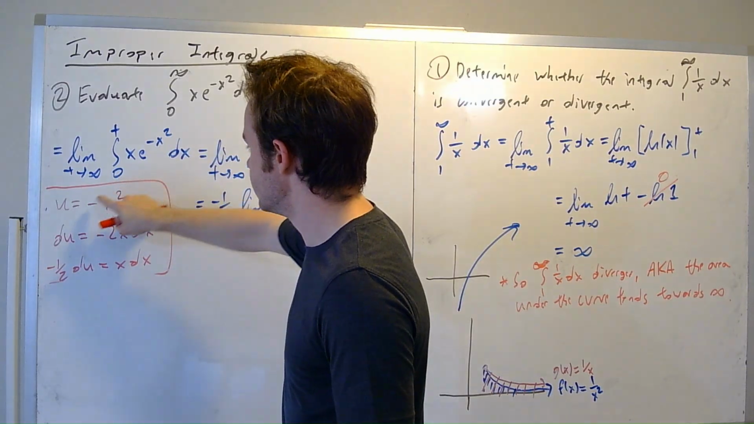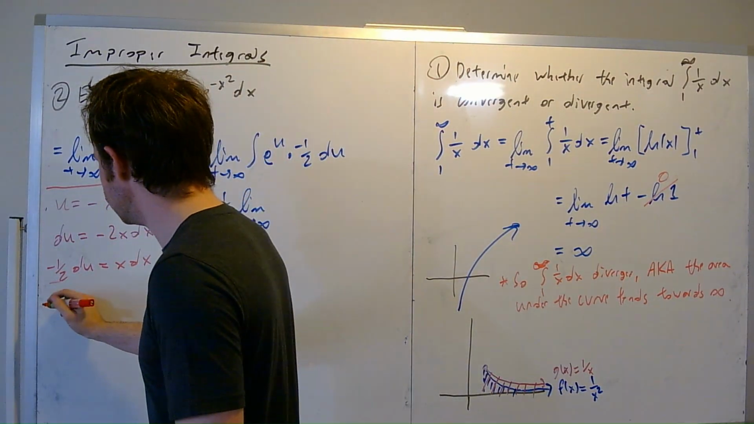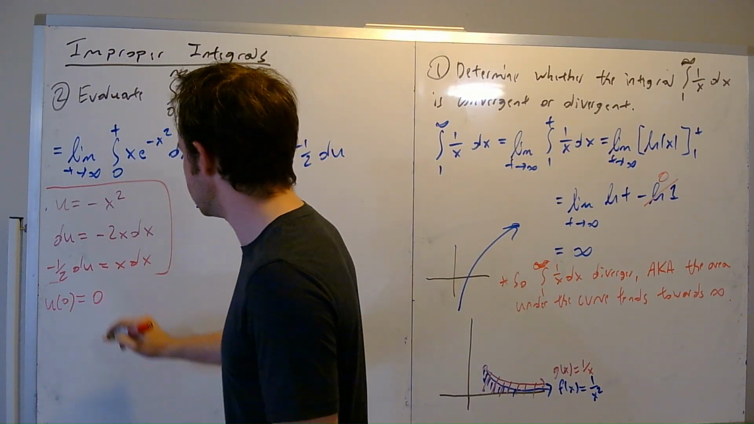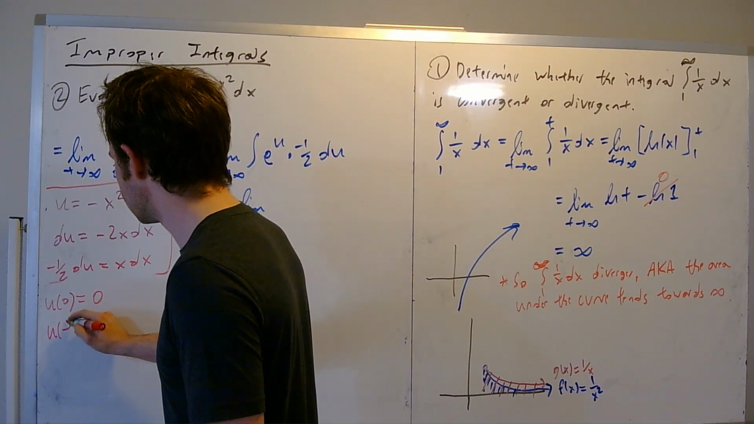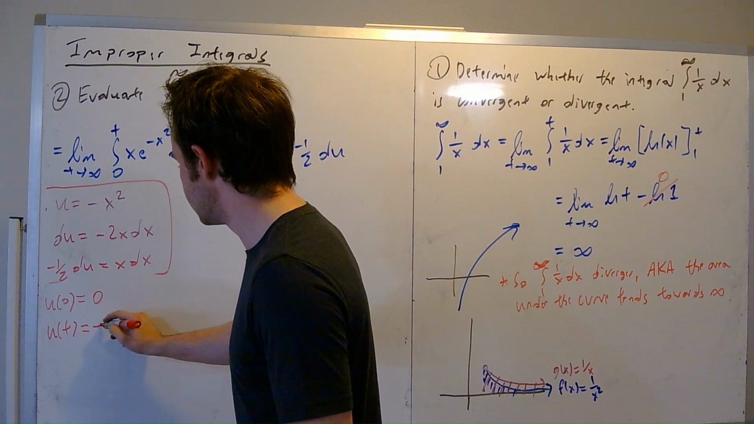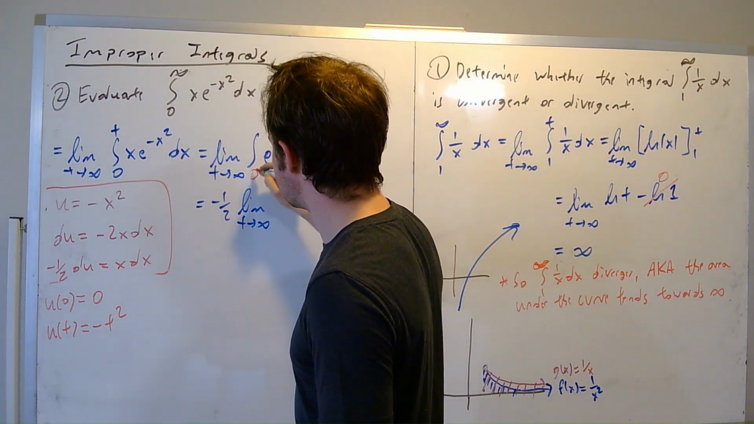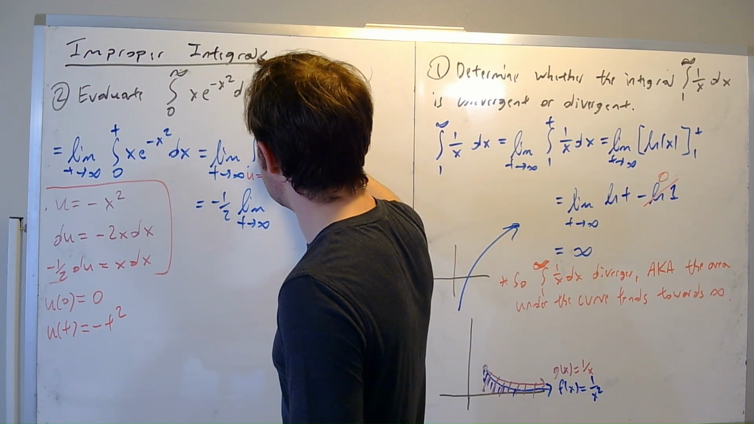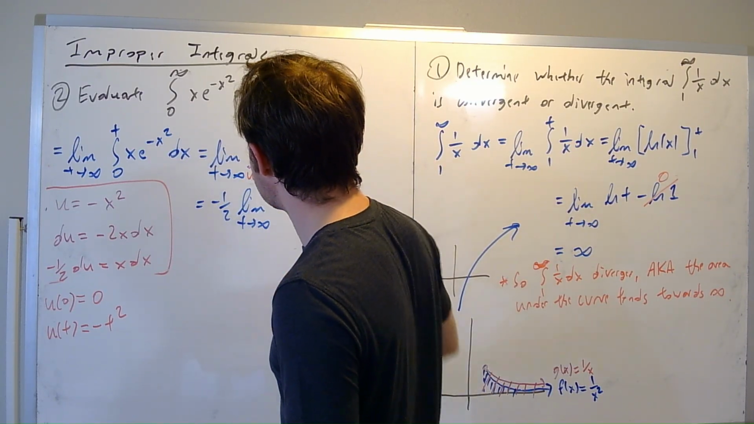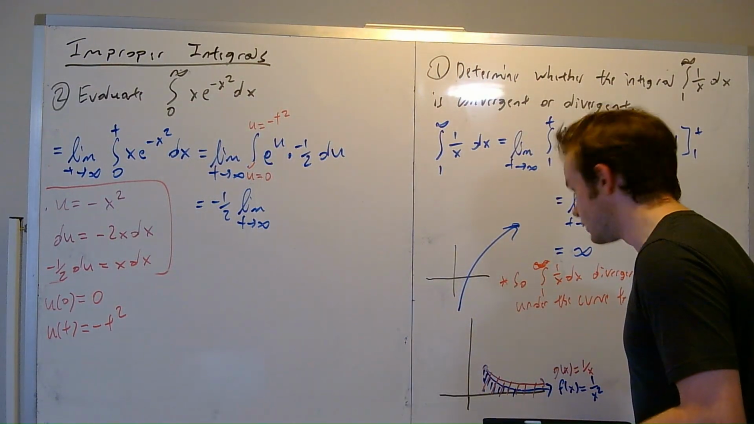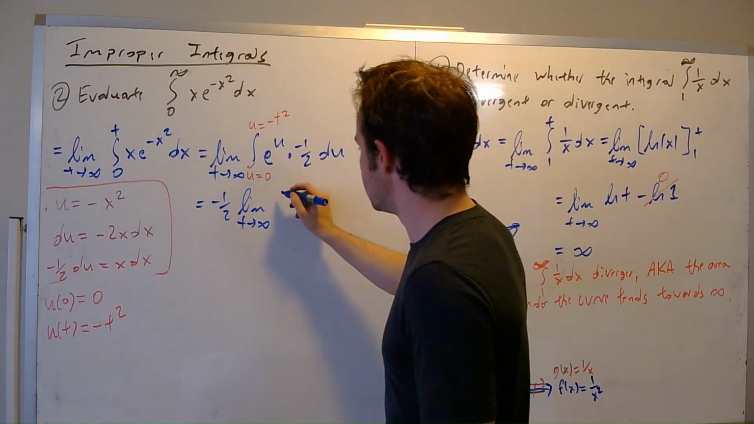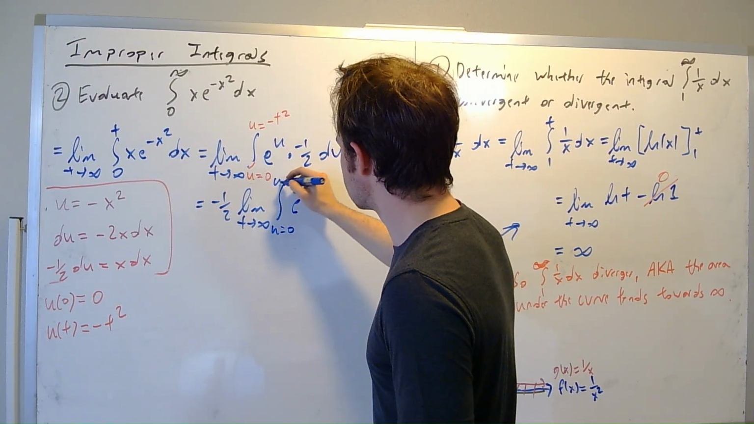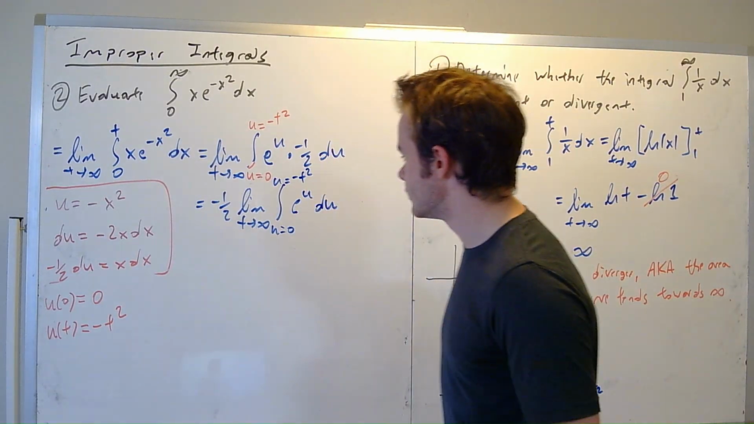So this was 0, and we plug it into our u. So u of 0 is going to be equal to negative 0 squared, which is 0, and then u of t is going to be negative t squared. So this is from u equals 0 to u equals negative t squared. Okay. And now we can take our integral. Let me just rewrite what we had here.